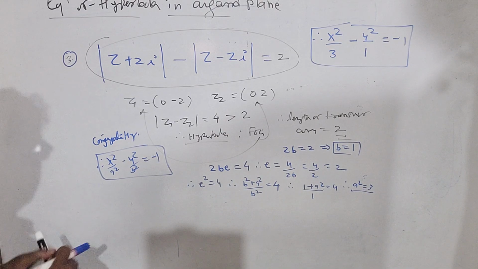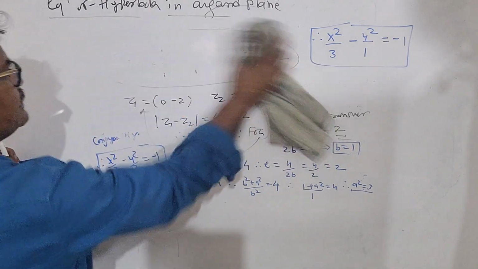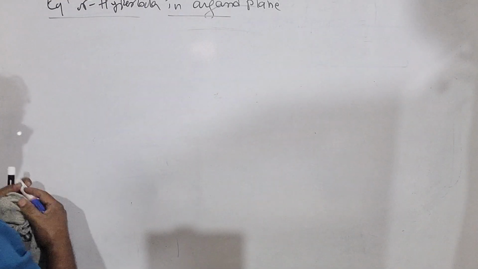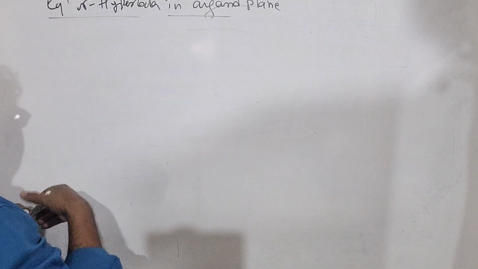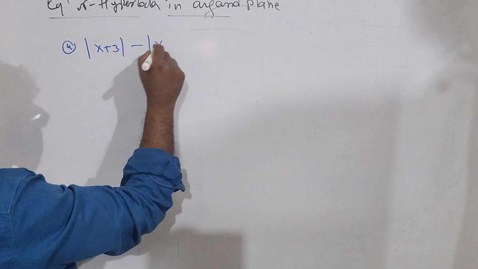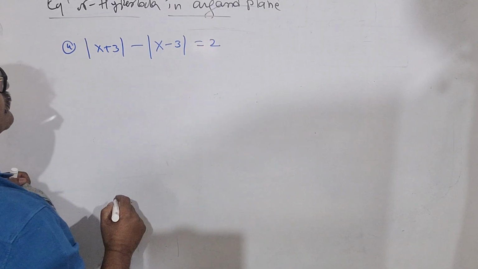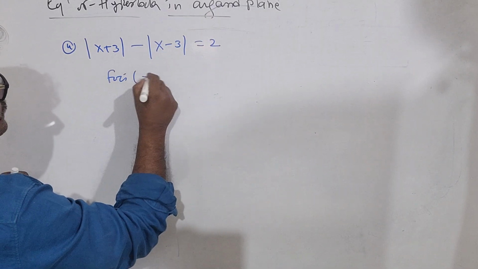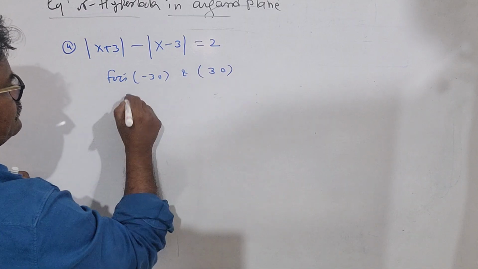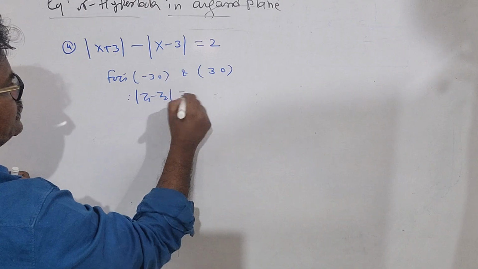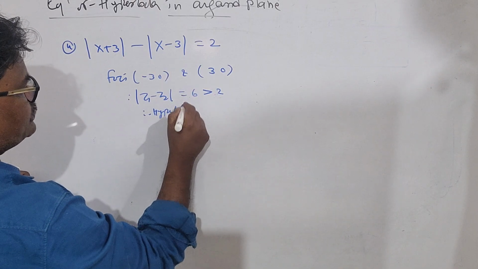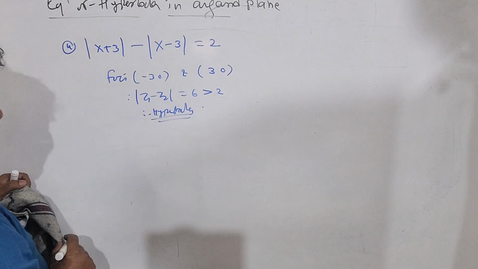Now come to the hyperbola equation, the last example. What is that last example? See, if I say that |z + 3| − |z − 3| is equal to 2, so here the foci are at (−3, 0) and at (3, 0). So |z1 − z2| is 6, which is greater than 2, therefore hyperbola. Not conjugate hyperbola, this is hyperbola.